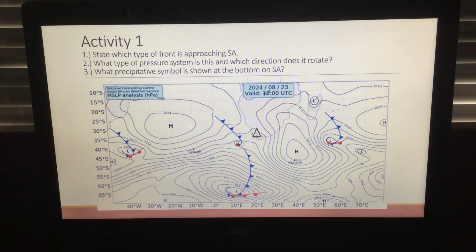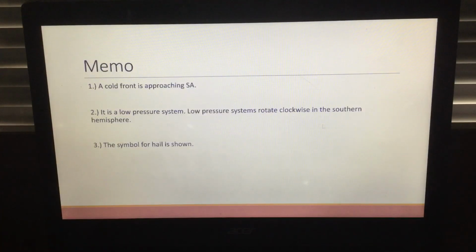Now, I'm giving you guys 5 minutes to do this activity. You have 3 questions. It's very easy, but this is just to ensure that you guys are on the right track with me. Once you guys are done with that, we're going to be moving on to the memo, and these are the answers for that activity.